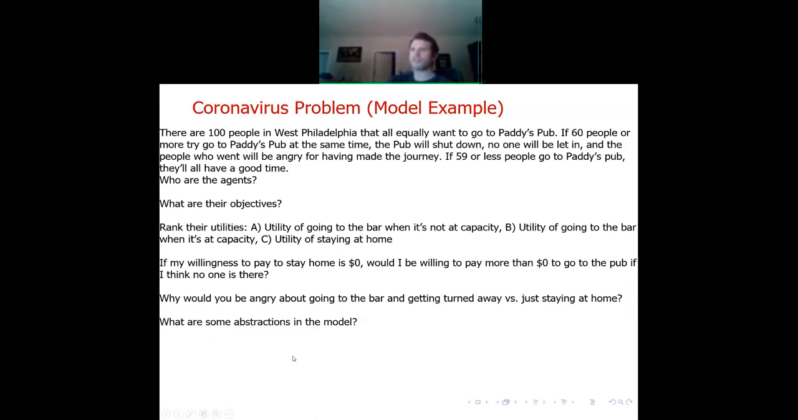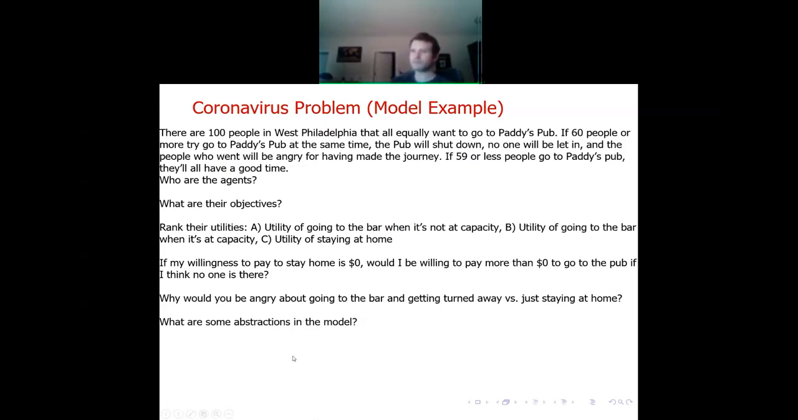Okay. So who are the agents? The agents are the people, of the 100 people, who have the ability to make a decision about going to the bar or not. Patty's Pub, I would not say, is an agent, because they're not doing anything. They don't have any choice in the matter. Basically, they're like the setting of the problem. They're not making any real choices. If 60 people go, they shut down. If fewer than 60 people go, they stay in business. Patty's Pub is not really making any choices in the matter.